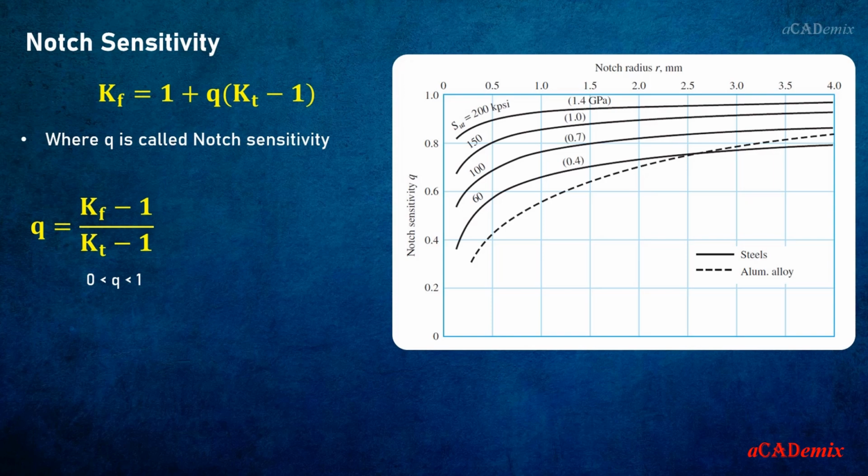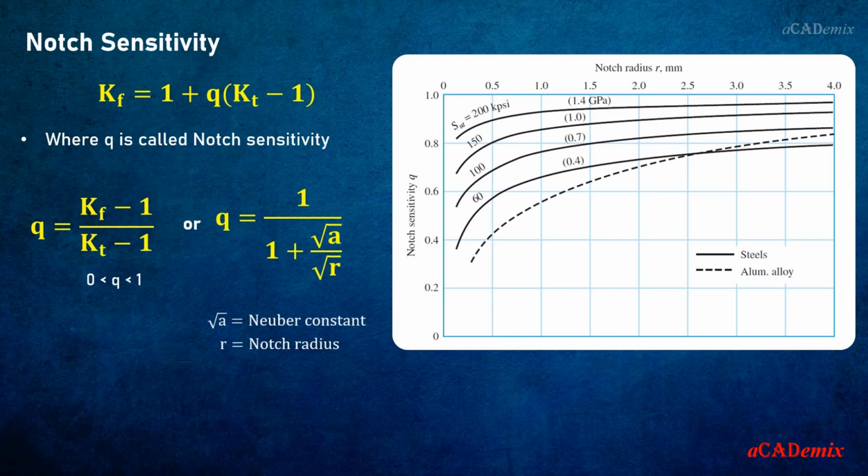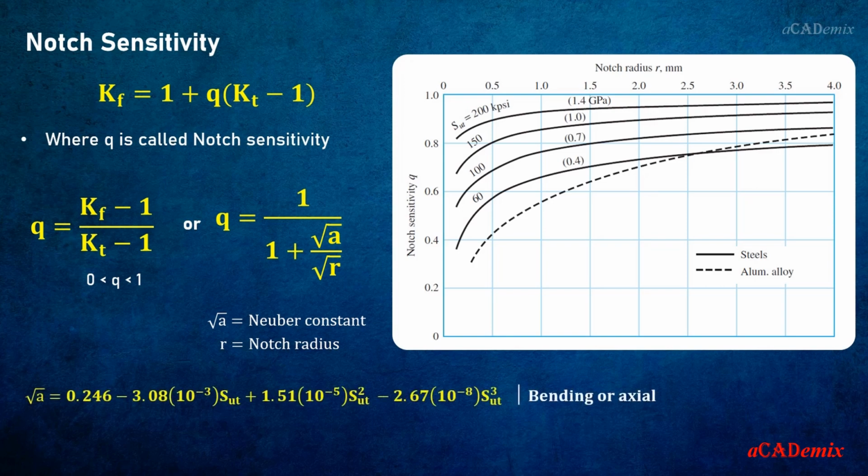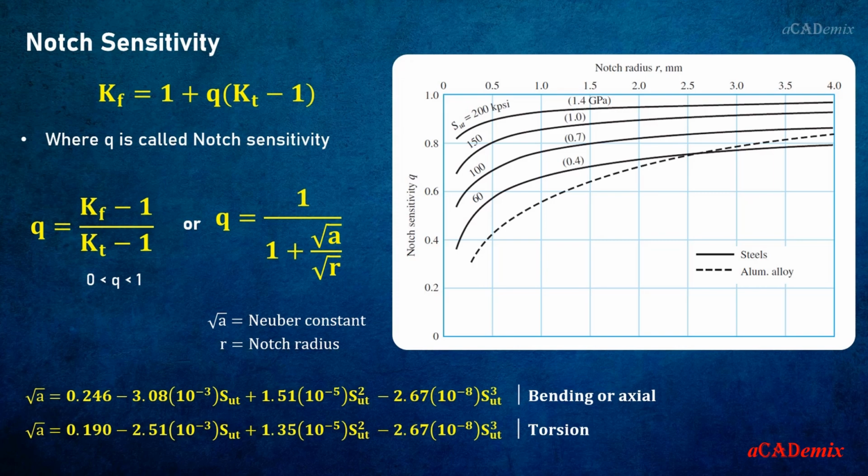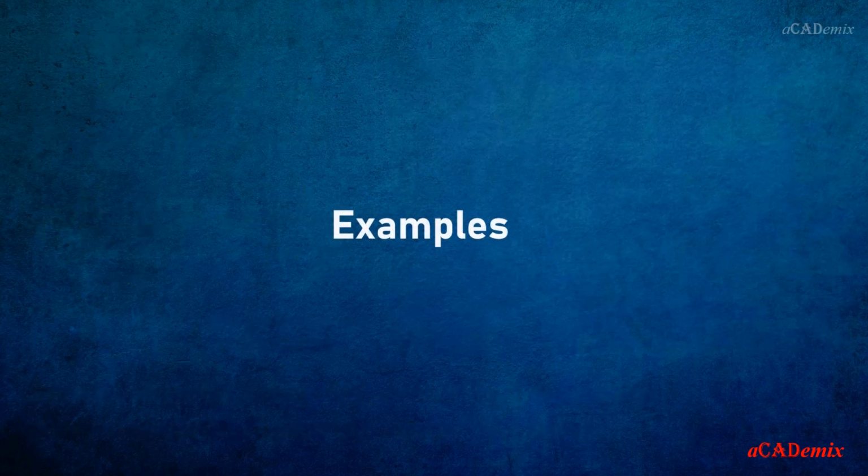Also, the notch sensitivity can be found out by another relation, where root A is called the Neuber constant and R is the notch radius. The values for Neuber constant for bending and axial is given as follows. This relation is for torsion. Let's go through some examples.